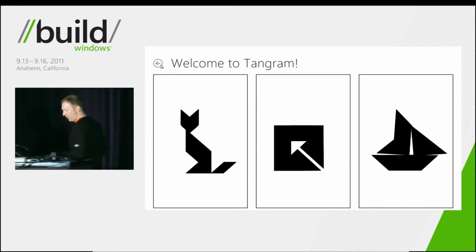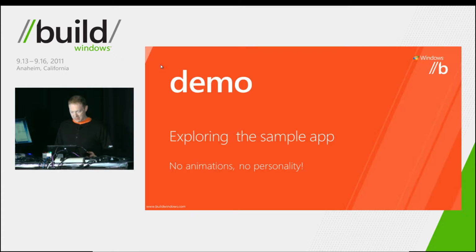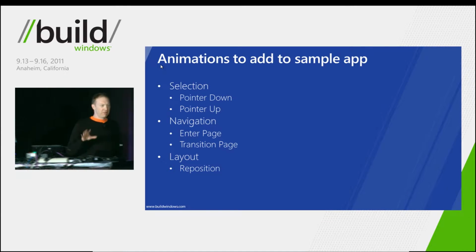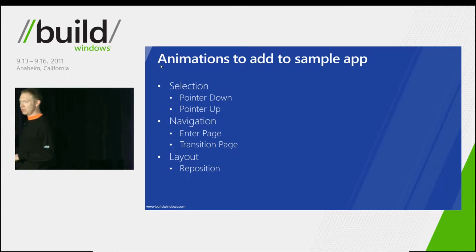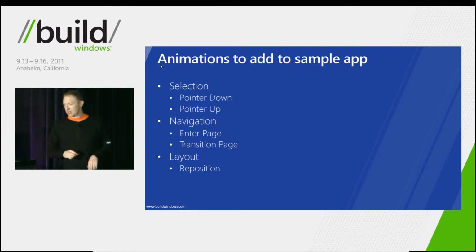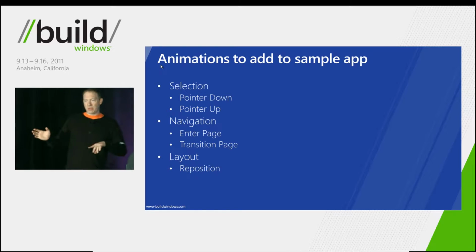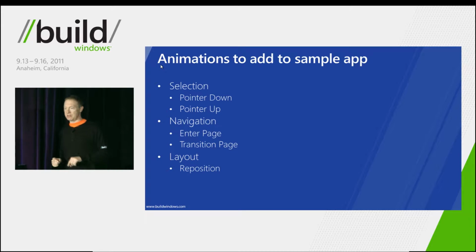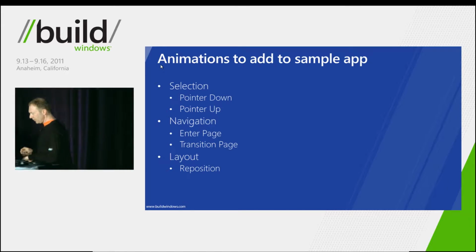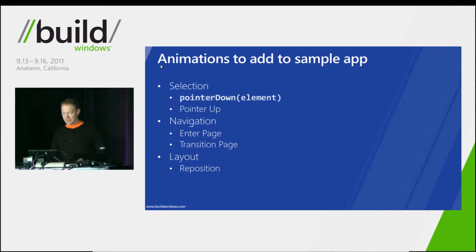And so if we jump back to the slides here, we're going to add 5 different animations to the app. They're in 3 groups. There are some selection-based ones for when the user wants to select something. Then there are animations around navigating from the one view to the other view. And then finally, when we're changing the cat from the left of the screen to the right of the screen, we're going to do a reposition animation around that. So we'll go ahead and hop into this.